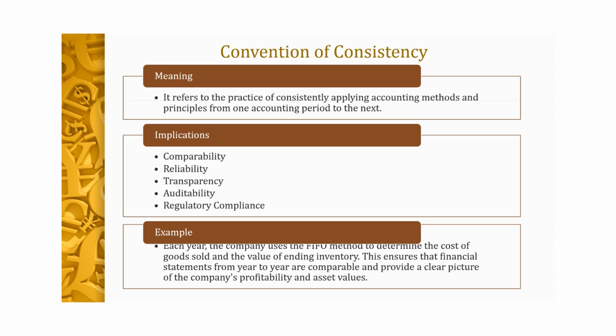What does the convention of consistency mean? It refers to the practice of constantly applying the accounting methods and principles from one accounting period to the next. Convention of consistency says that we should apply accounting methods consistently from one accounting period to another. Once we have followed an accounting method, that should be applied over the period and it should not be changed. This is what convention of consistency says.